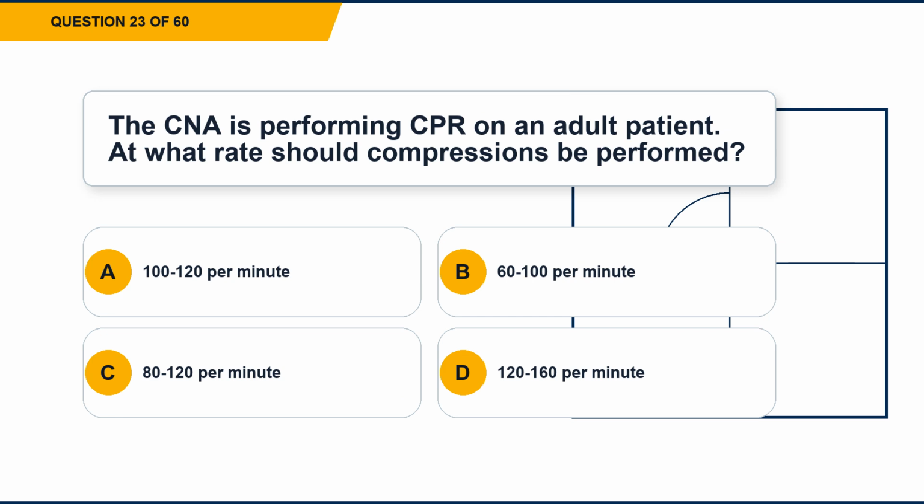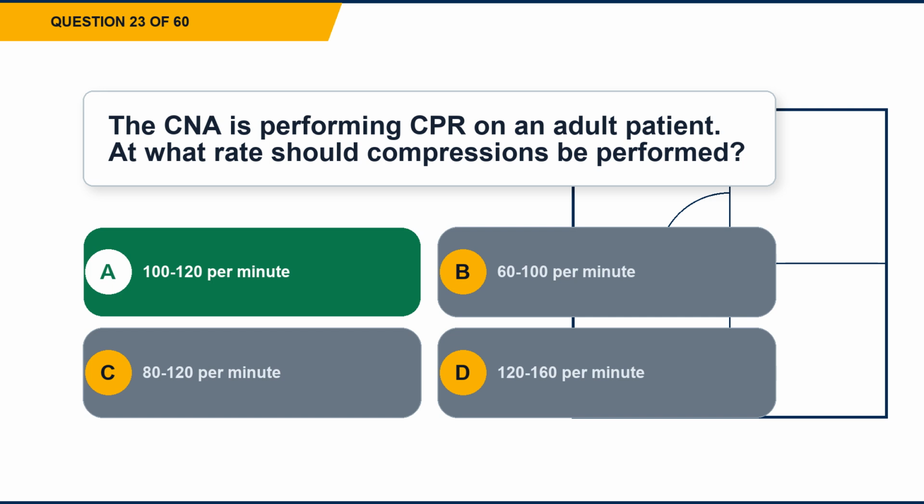Question 23. The CNA is performing CPR on an adult patient. At what rate should compressions be performed? Option A, 100-120 per minute. Option B, 60-100 per minute. Option C, 80-120 per minute. Option D, 120-160 per minute. The correct answer is option A, 100-120 per minute.